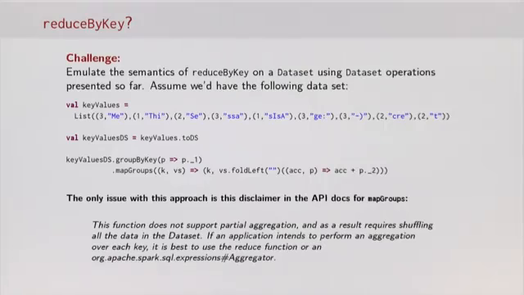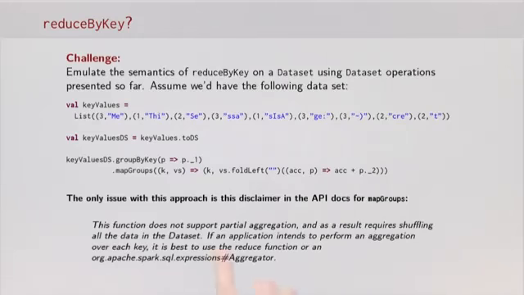The only issue is that the API doc gives us a big hint of the danger of using this mapGroups function. So mapGroups does not support partial aggregation, and as a result requires shuffling all of the data in the dataset, which is of course extremely expensive, and we don't want to do that, right?